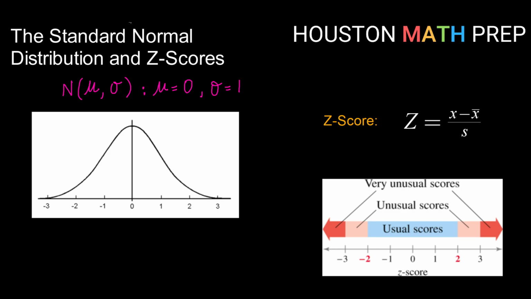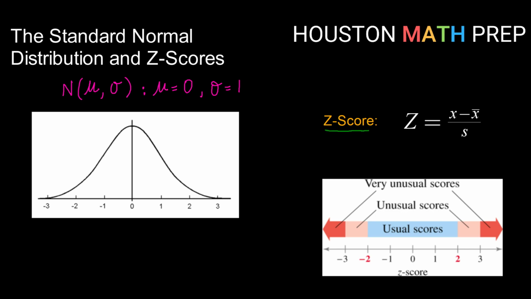So the idea behind working with the standard normal distribution is that when we standardize, we can compare two different normal distributions. So we can compare a measure of position, how unusual or how far away from the mean is a particular value on one normal distribution versus another. So the measure that we use to do that is called a z-score.